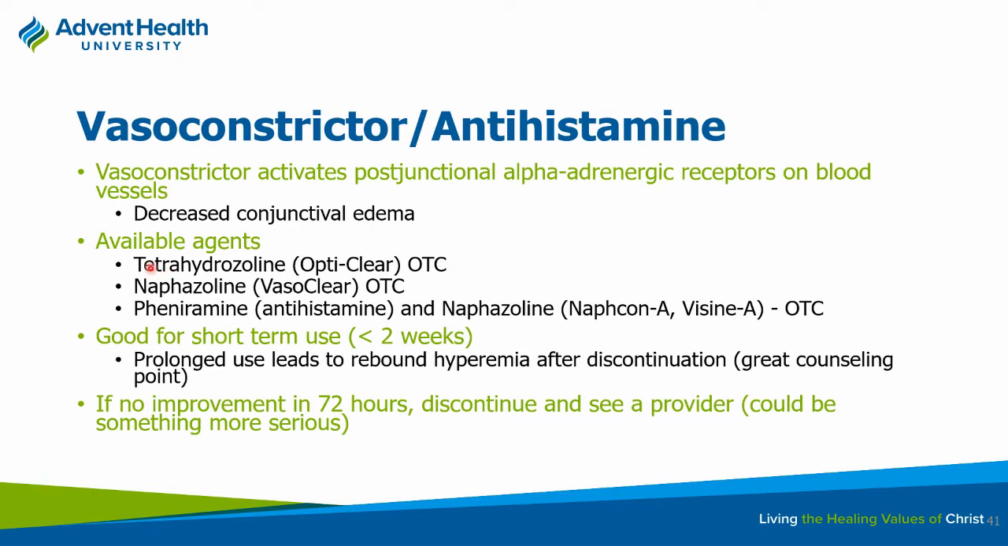These are going to be able to help with that conjunctival edema. Basically, the 3 agents we have here include tetrahydrozoline, naphazoline, and then pheniramine, which is an antihistamine, plus naphazoline itself as a combination drug, right? So pheniramine is going to block histamine receptors, so if there's an allergic component to it, that can be very useful. And basically what these are going to do is directly activate alpha receptors on those blood vessels in the eye to cause them to constrict, right? So by causing the vasoconstriction, it gets rid of that redness, gets rid of that edema there.